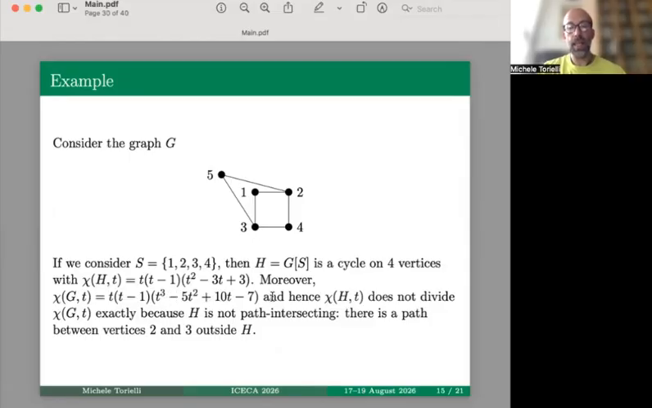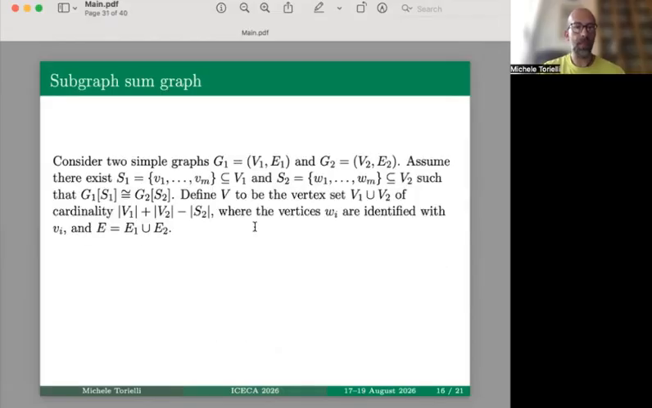And then it's clear that the chromatic polynomial of H does not divide the chromatic polynomial of G. And what's the problem here? Here the problem is that H is not a path intersecting subgraph, because I have the path 2, 5, 3 that joins the vertices 2 and 3 that are non-adjacent in H, and this path is completely outside H. So that's where the problem arises.